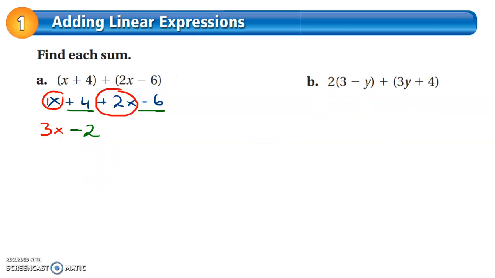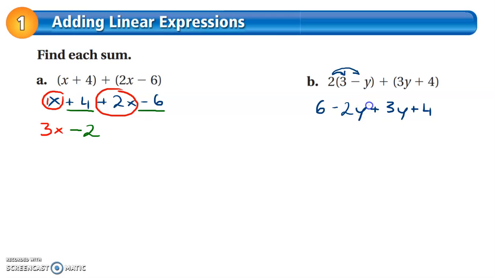All right, let's have a look at B. In this case, we have to do distributive property first. So we have 2 times 3, which gives us 6, and 2 times negative y, which gives us negative 2y. Over here again we have a plus, so that doesn't change anything inside the parentheses, so we can just drop those parentheses and carry everything down. Plus 3y plus 4.